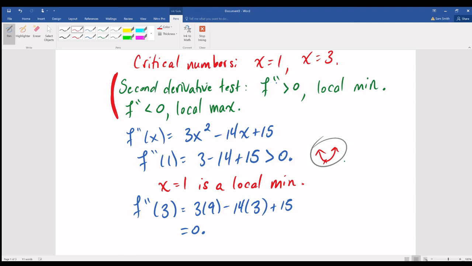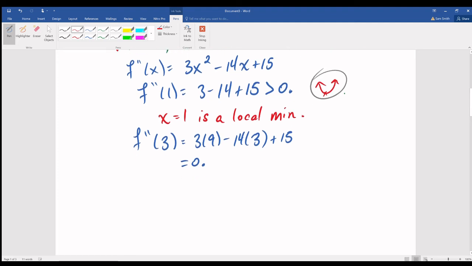If you have a critical number and f double prime equals 0, anything could happen. You could have a local minimum, you could have a local maximum, or neither could be the case. You really have no idea what's going on here. The second derivative test tells you nothing.